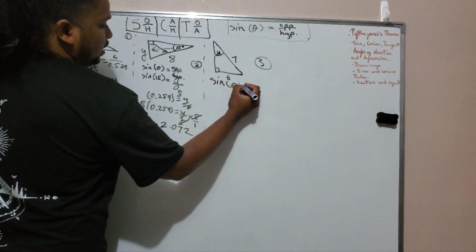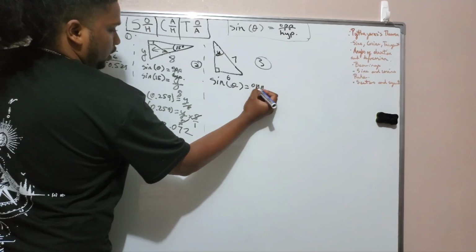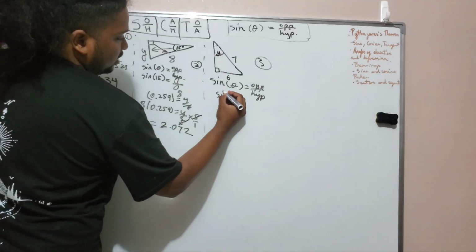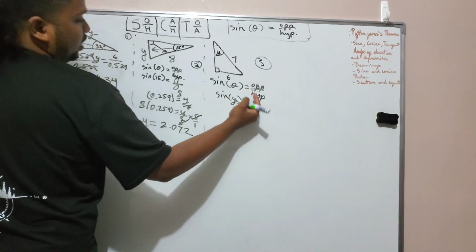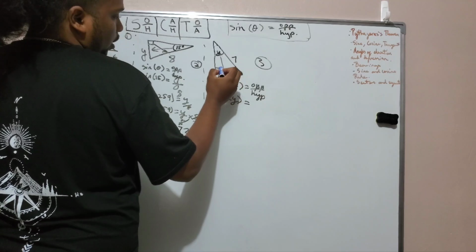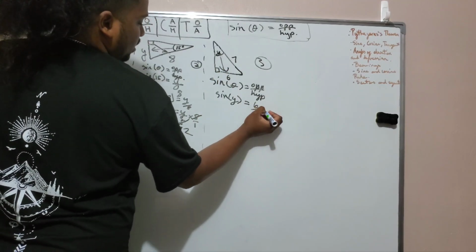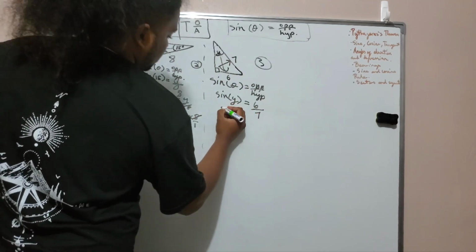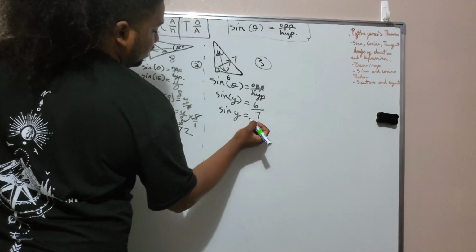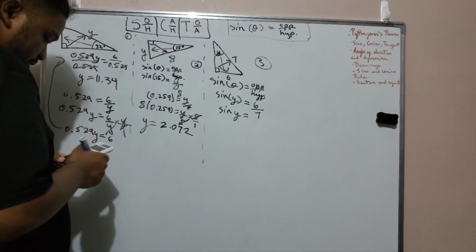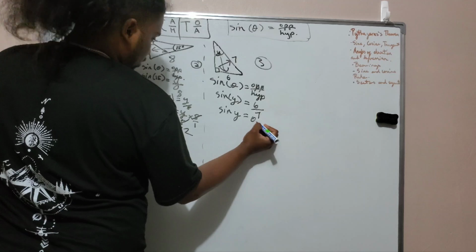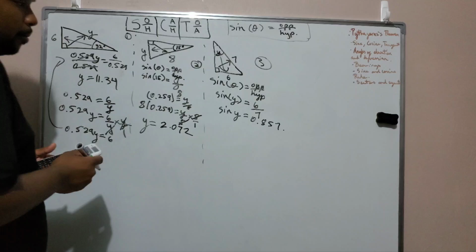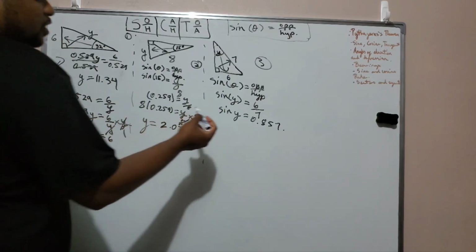Now for the last one here, let me input what we have into the formula again. Sine theta is equal to opposite over hypotenuse, where theta is the angle. So we have the angle y: sine y is equal to the opposite of the angle, which is 6, over the hypotenuse, which is opposite the right angle, which is 7. So sine of y is equal to 6 divided by 7, which is 0.857.